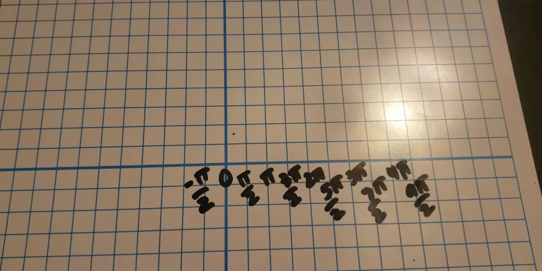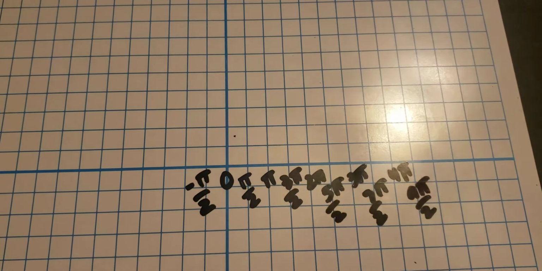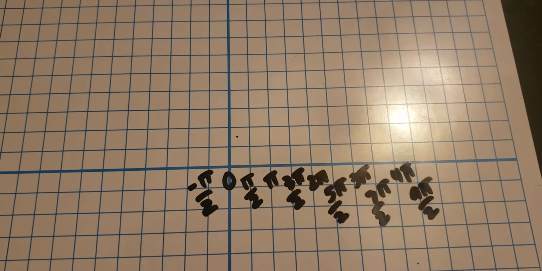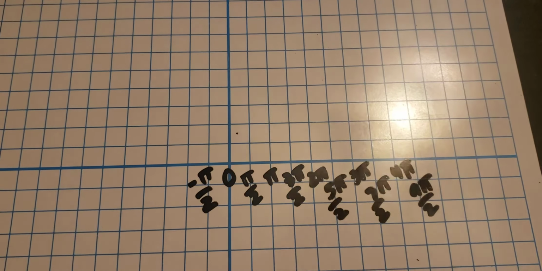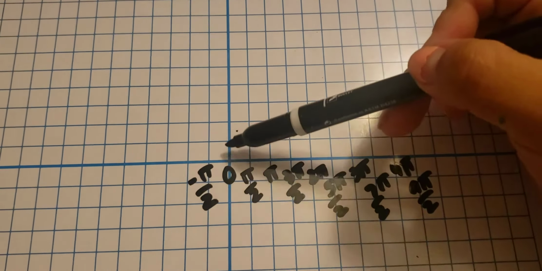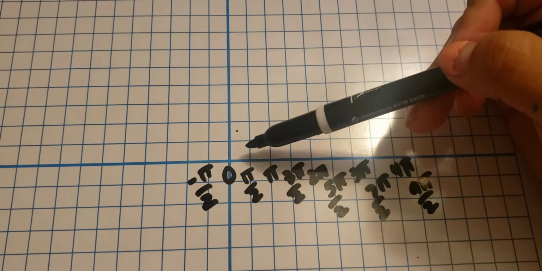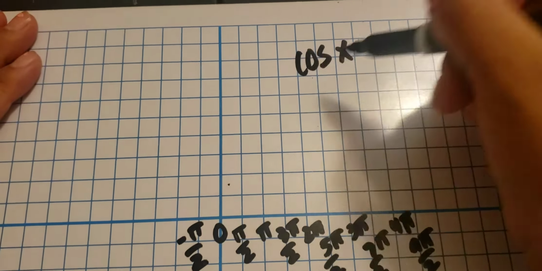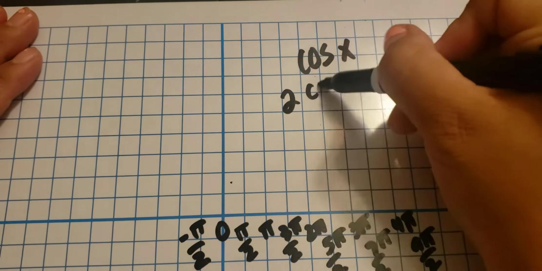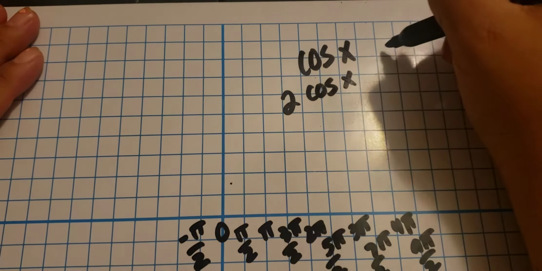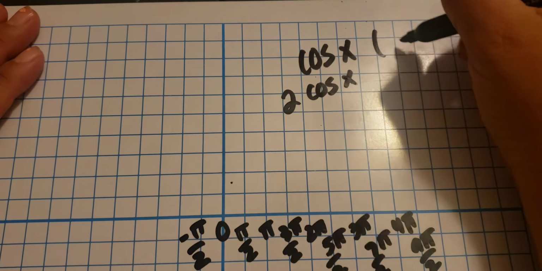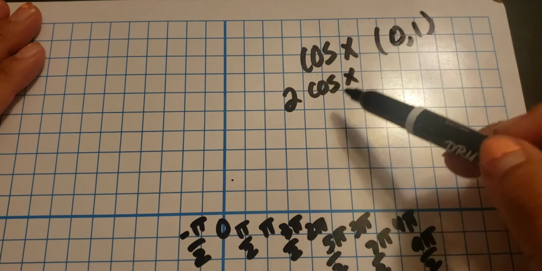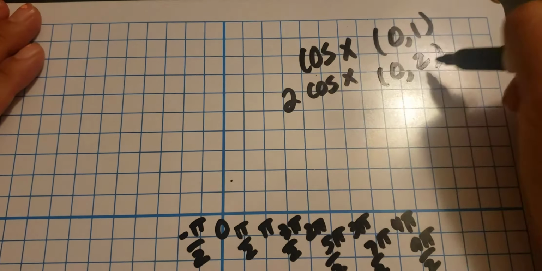So if you recall cosine, and you can look at your chart on page 292, cosine started at 1. So it started at 0, 1. But this is not going to start at 0, 1, because if you recall, we're not working with cosine of x. We're working with twice cosine of x. So this one would start at 0, 1, but we're basically going to multiply by 2. And if you multiply by 2, now you're at 0, 2.